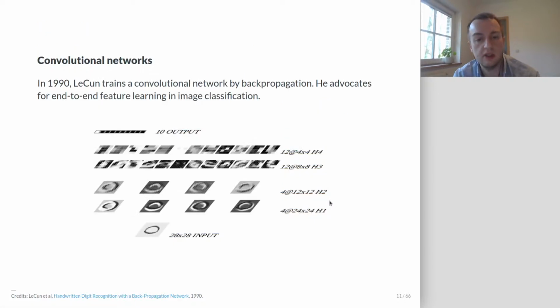And so a few years later, Yann LeCun, at the end of the 80s, managed to train convolutional neural networks using gradient descent, where the gradients would be obtained using backpropagation. So this variant of automatic differentiation that we talked about 2 weeks ago. He also advocated at the same time for end-to-end feature learning in image classification.